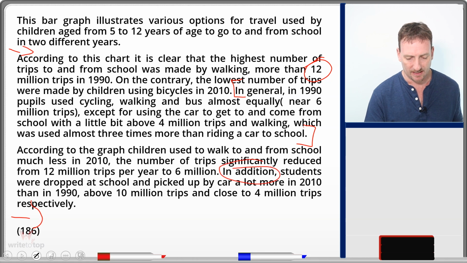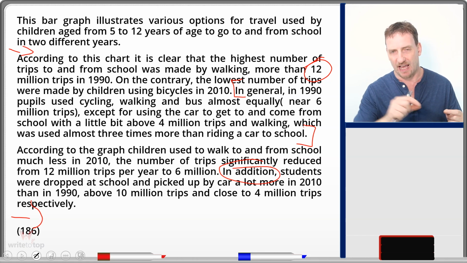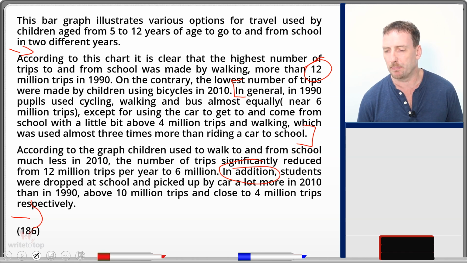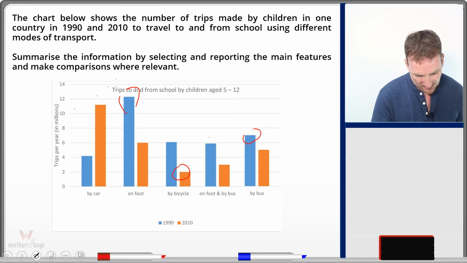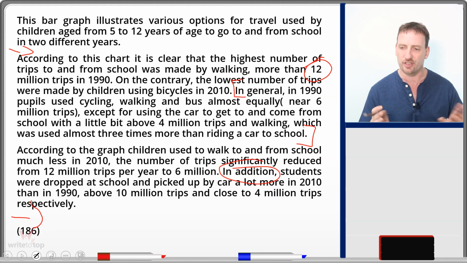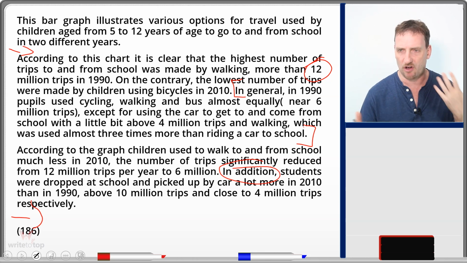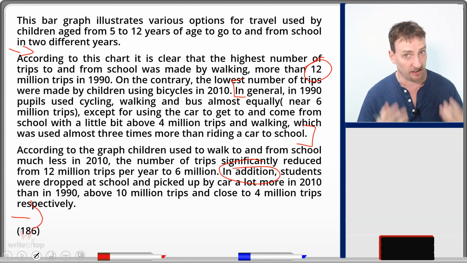In addition, this is an essay transition. You don't need to be adding points. You're adding details, right? You just say also, or just go to the next points. Students were dropped at school and picked up by car a lot more in 2010 than in 1990. That's another way to say they were driven, that's fine. Above 10 million trips and close to 4 million trips respectively. Above 10, I'd say about 11, just say that, but that's not an issue. Again, details matter. Don't try to be complex in your writing. Be very simple, be very direct, have an overview statement, very, very important.